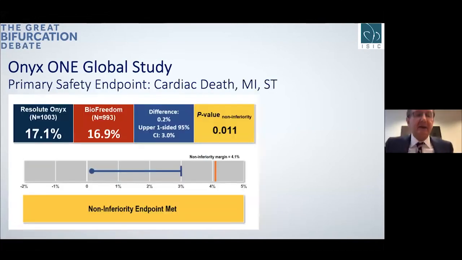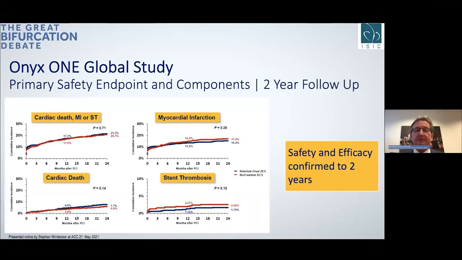The results of the Onyx ONE Global study were very clear. After using Onyx stents, the primary safety endpoint of cardiac death, MI, and stent thrombosis occurred in 17.1%, and after BioFreedom 16.9%. So the non-inferiority endpoint was met. It means the Resolute Onyx stent is as safe as BioFreedom, which was primarily the stent for such patients.